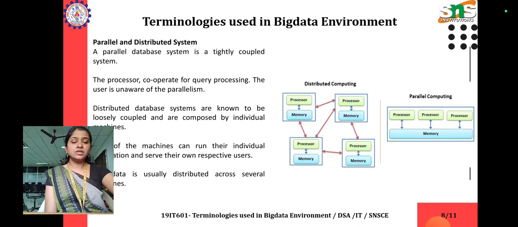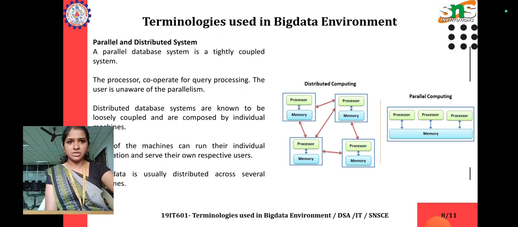The next is the parallel and distributed system, which is a well-known big data environment. Here a parallel database system is a tightly coupled system. The processors cooperate for query processing. The user is unaware of the parallelism. Distributed database systems are known to be loosely coupled and are composed of individual machines.